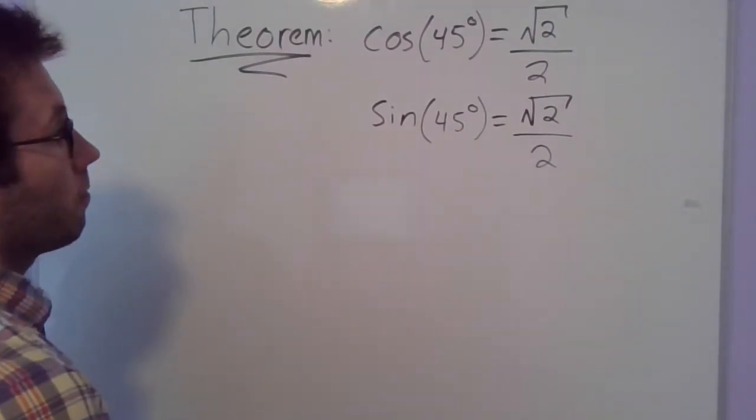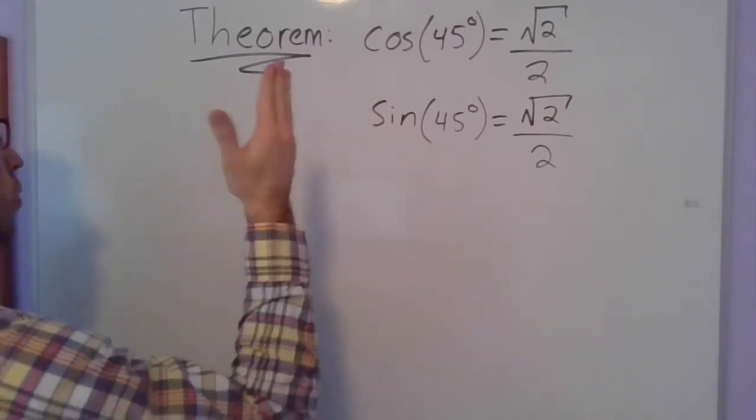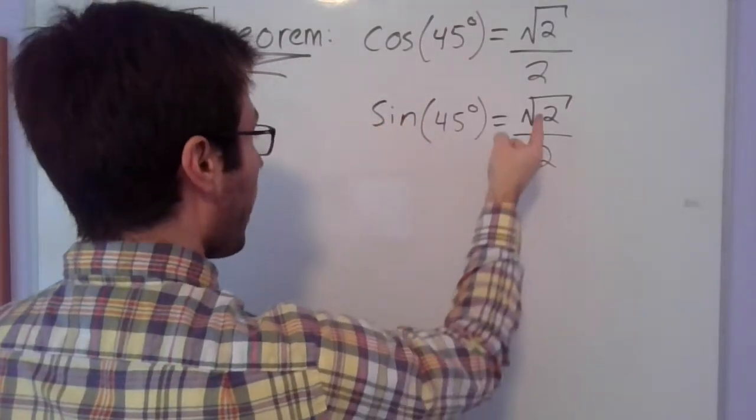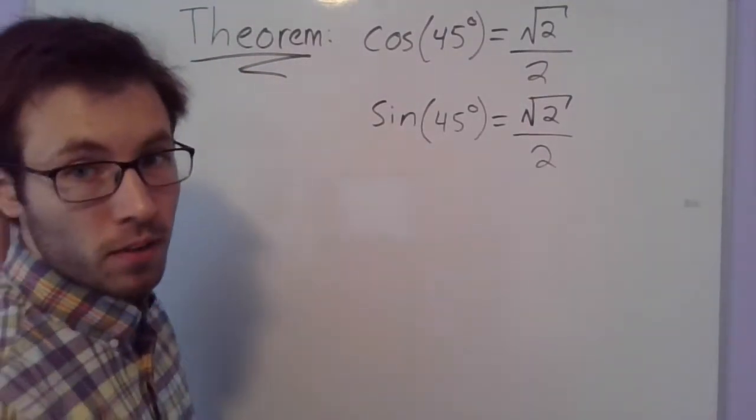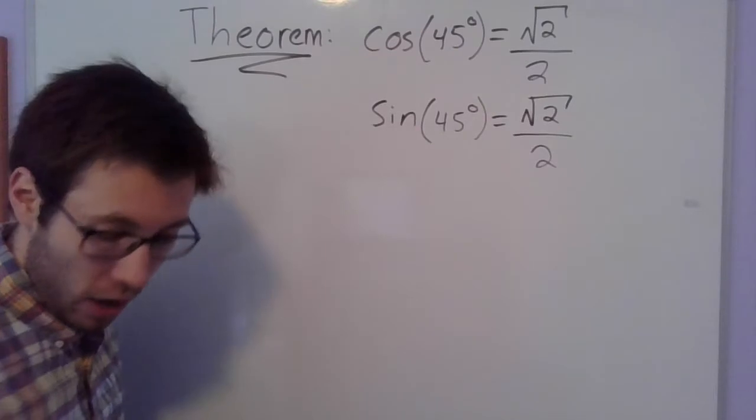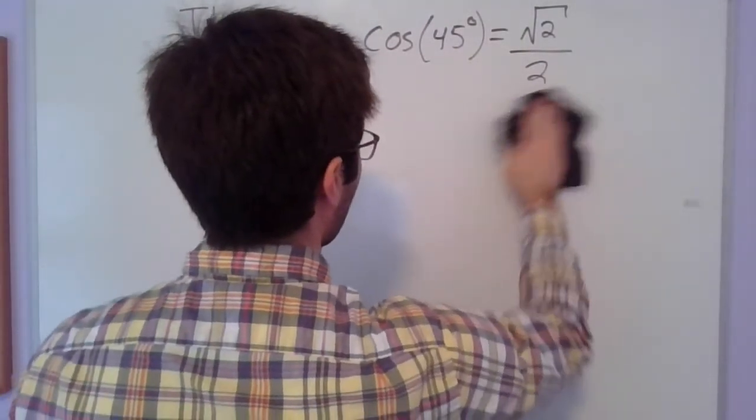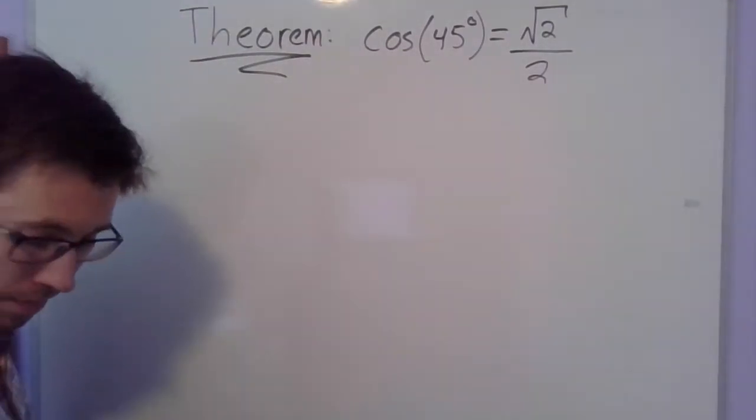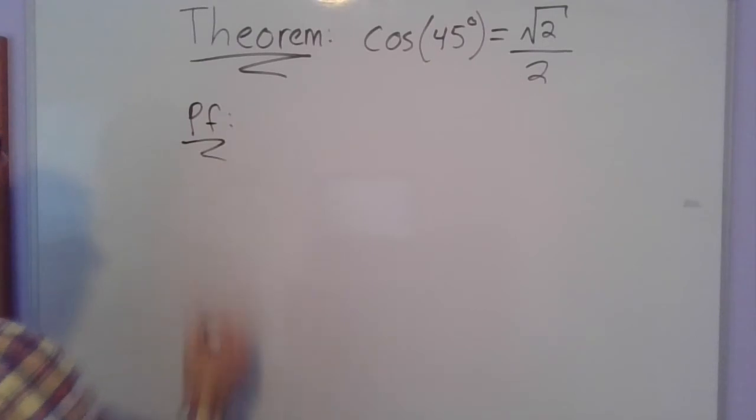So it doesn't matter if it's cosine or sine. Just know that when you see that 45 degrees, that value is square root 2 over 2. And the reason that this is important is that it's going to allow us to figure out what different values are along our unit circle. So let's get into the proof of it.